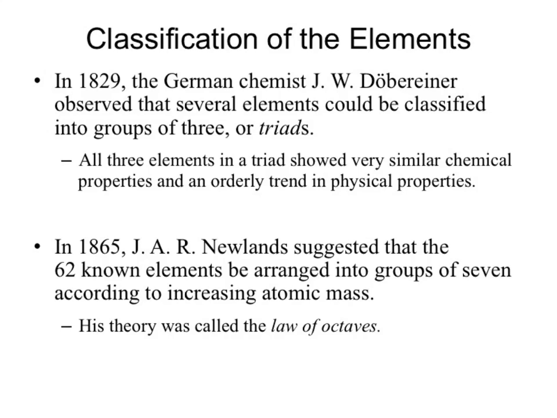Okay, so that was kind of a neat little observation to make. In 1865, after we upped the number of elements that we were aware of, the triads didn't work out quite as easily. We didn't see these groups of 3. So Newlands went through and said, actually, I think groups of 7 makes more sense. And so he built his own periodic table with groups of 7 as opposed to groups of 3. And he referred to this one as the law of octaves, which goes back to music.